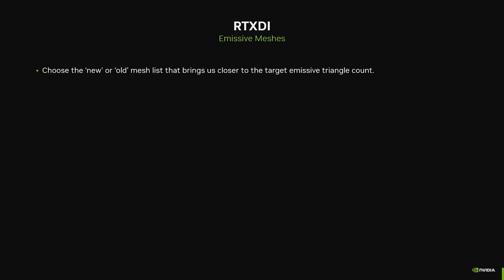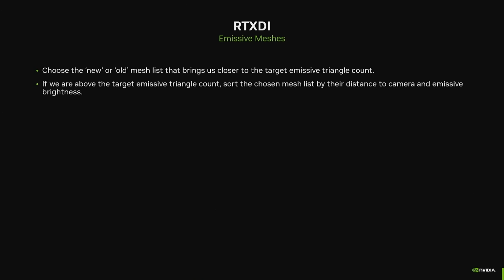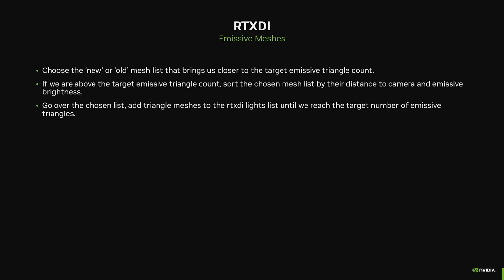Then, after we've looped over everything, we choose the new or the old list, whichever brings us closer to the target that we want without going more than 15% past it in the number of triangles. If we are above the target emissive triangle count, we sort all those meshes by their distance to the camera as well as their emissive brightness. And then we go over that chosen list and gather all the meshes that we need until we reach the number of triangles that we desire.